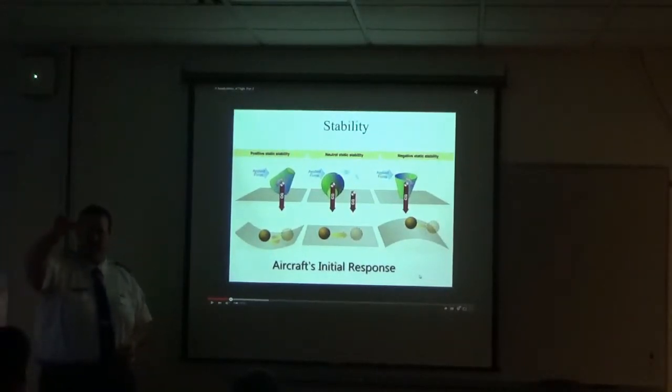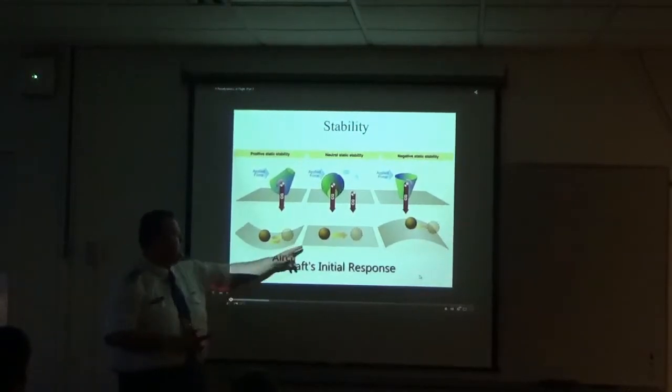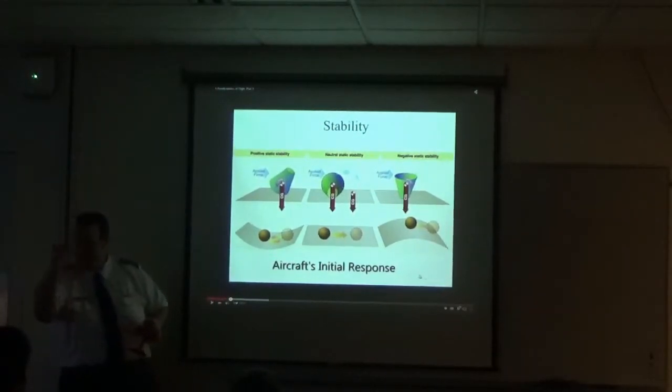Now, neutral stability is more what you see with stunt planes, like at air shows, where it can go like this and this and this, and does all these crazy maneuvers, and it just stays there. That's what neutral stability is. Once it points its nose where it wants to go, that's where it goes.